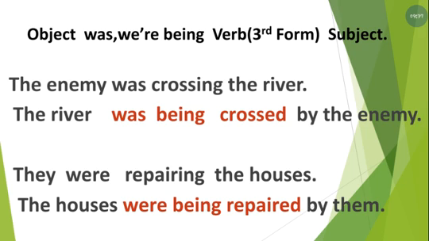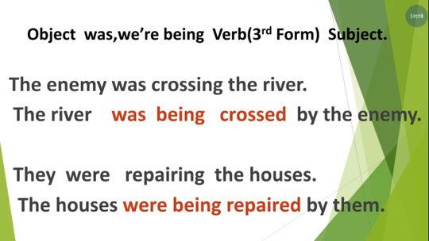So once more, let's see how to make the passive of past continuous tense. First you will write the object, then you will use the helping verbs was or were according to the object. If object is singular you will use was, and if object is plural you will use were. After the helping verbs you will use being, and then you are supposed to use third form of the verb, and at the end you will write subject. So this is how we make the passive of past continuous tense.